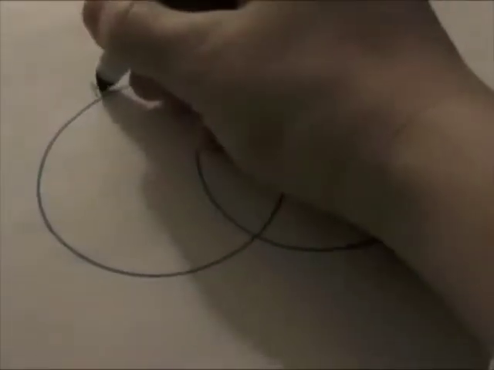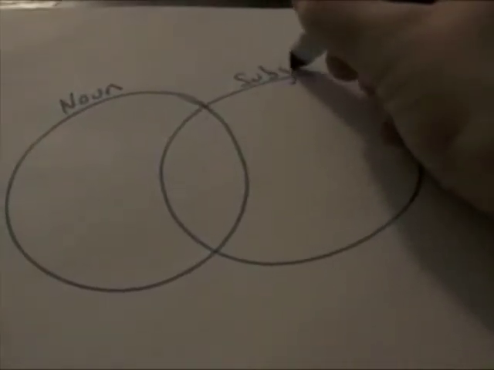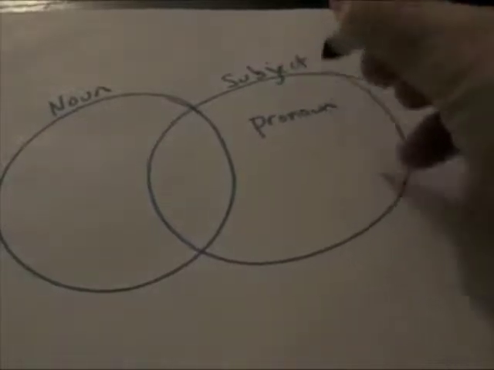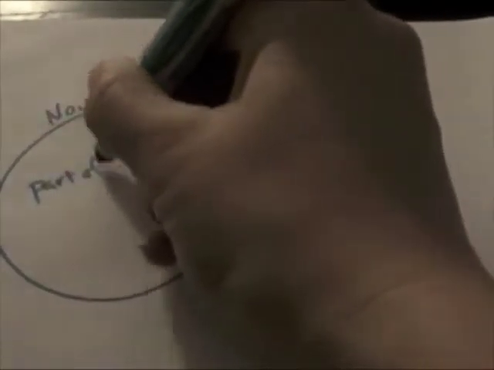I want to make sure that something gets clarified from last week, and that's the difference between a noun and a subject. Yes, oftentimes subjects are nouns, but they could also be pronouns or gerunds, which are verbs that end in ing and act as a noun, like running is fun. Running is the subject of the sentence.